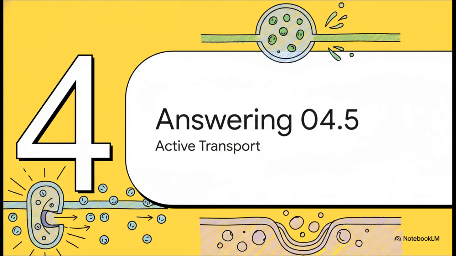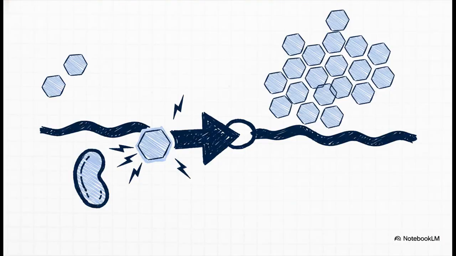All right, time for the big one. Question 04.5 is worth a whopping 5 marks. This is where you really need to connect different biological ideas together into a coherent story, and it's all about active transport. So, the question is, explain how subcellular structures help to move dissolved sugars against a concentration gradient.